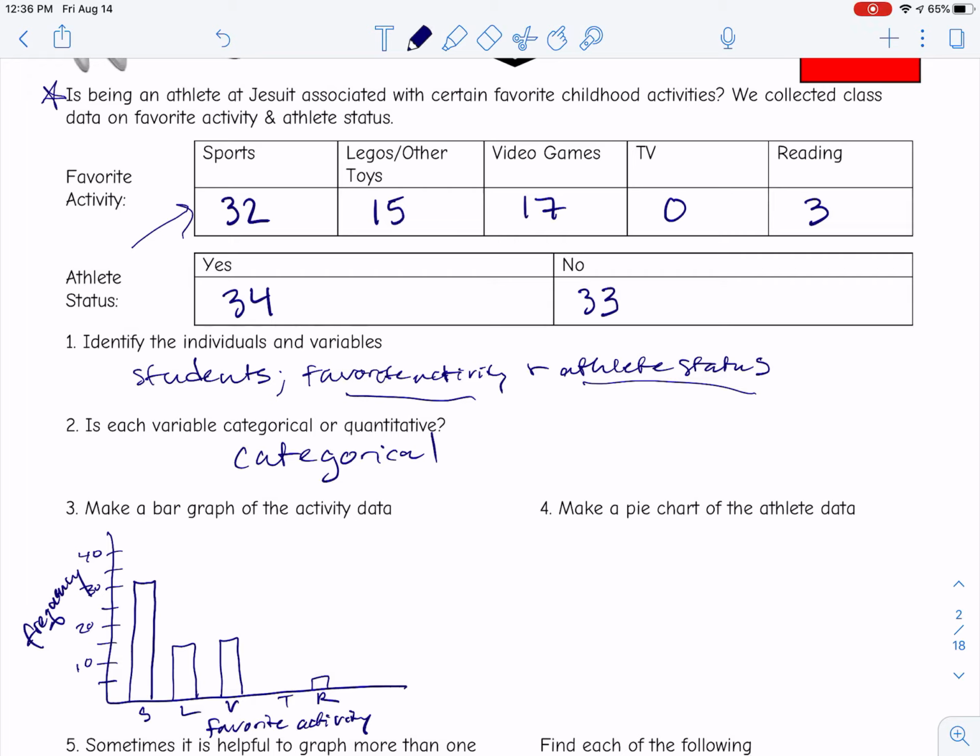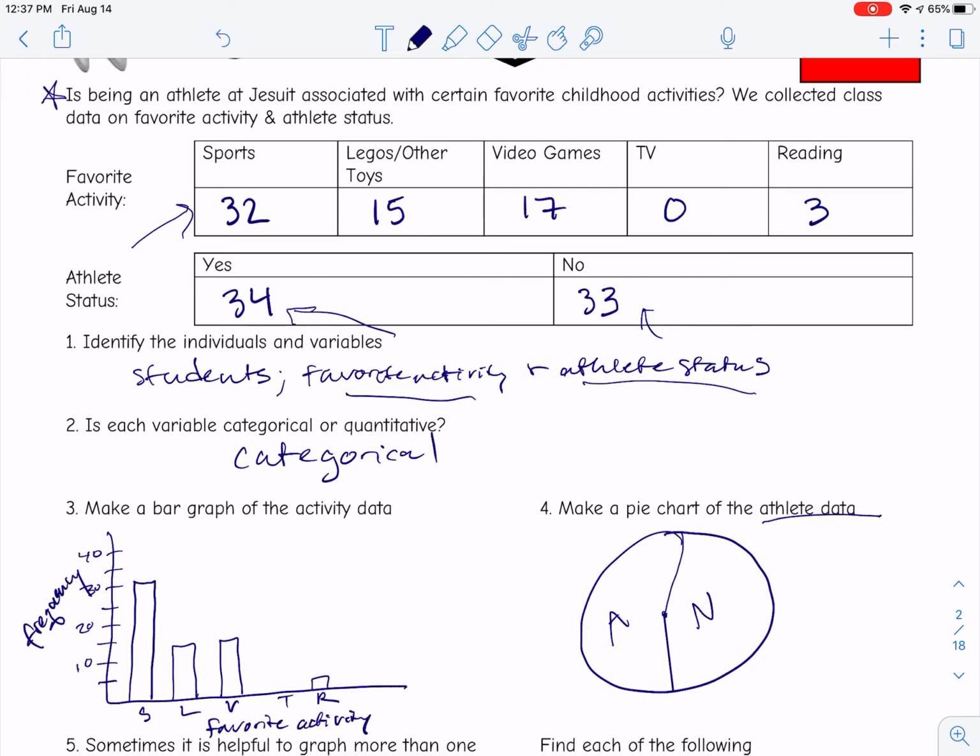Okay, so making a pie chart of the athlete data. There are 34 out of the 67 responses marked yes to athletes, so that's about 50%, or 50.7%. And for non-athletes, 33 out of 67, that's about 49.3%. So pretty relatively evenly split non-athletes and athletes.